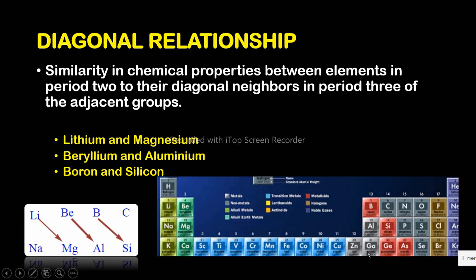So from that simple preview that we have done, now let's talk about the diagonal relationship.